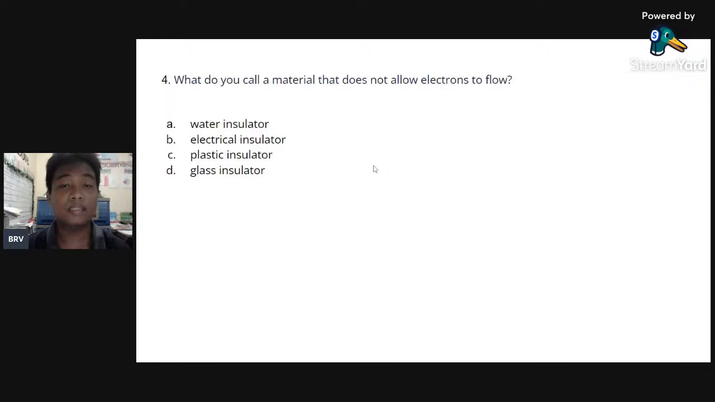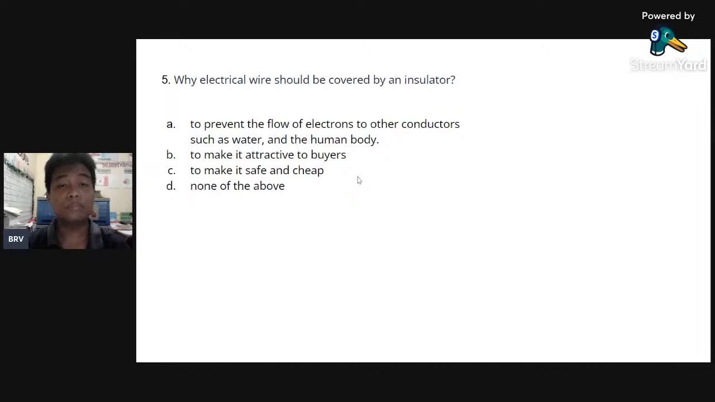What do you call a material that does not allow electrons to flow? We call it an electrical insulator. Okay, why should electrical wires be covered by an insulator? To prevent the flow of electrons to other conductors such as water and the human body. That's the reason why electrical wires should be covered by an insulator, so that the current does not pass through, because it is dangerous, especially if electrical wires are not watched carefully.